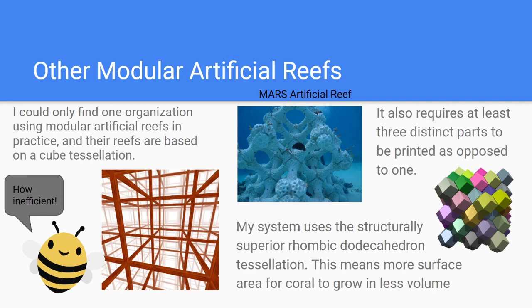And the rhombic dodecahedron is actually based on hexagons, which is why we have a little b there calling the cube tessellation inefficient. It means more surface area for coral to grow in less volume.